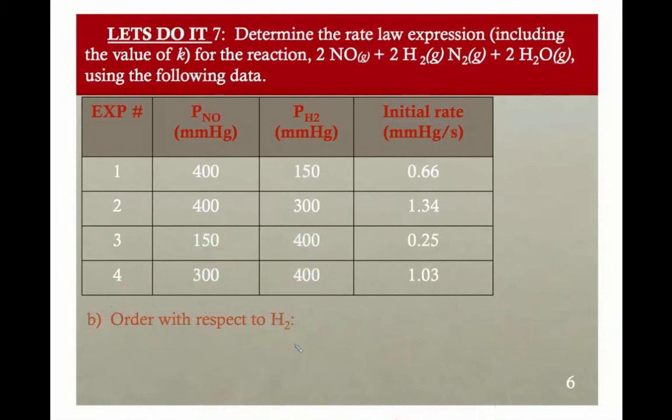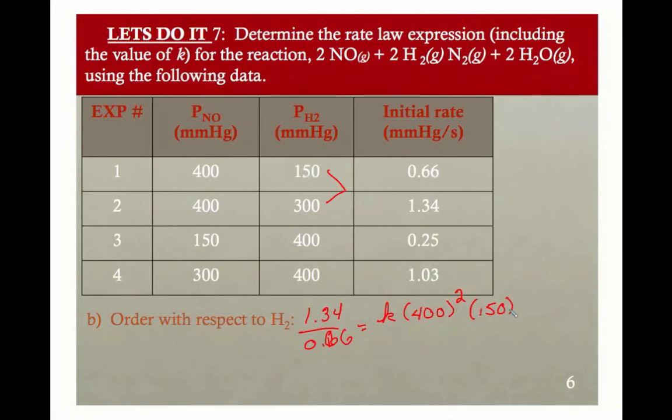Now let's move on to the next part. Now we need the order with respect to H2. We're going to proceed just like we did before, but this time we're going to compare these two experiments. So it's 1.34 over 0.66. And that is equal to, again, I'm going to be really explicit here. Now, we know this order now.